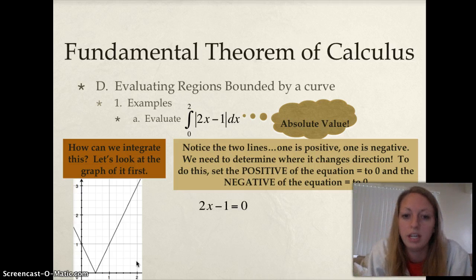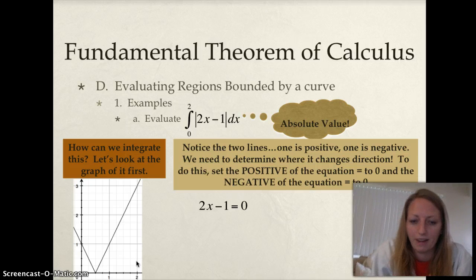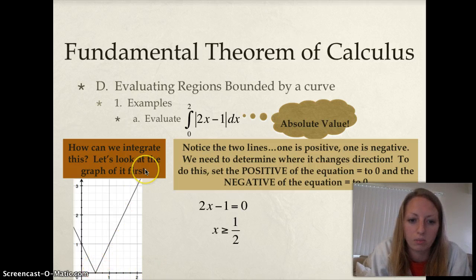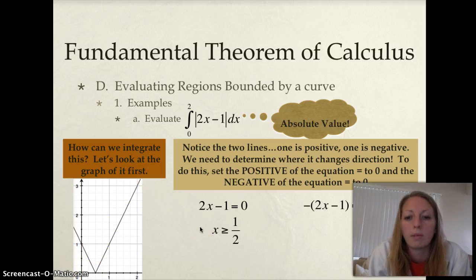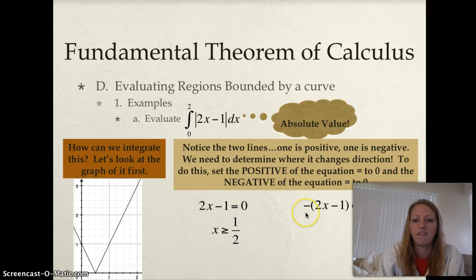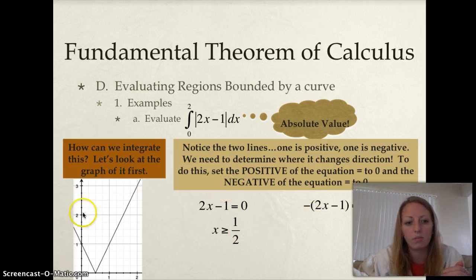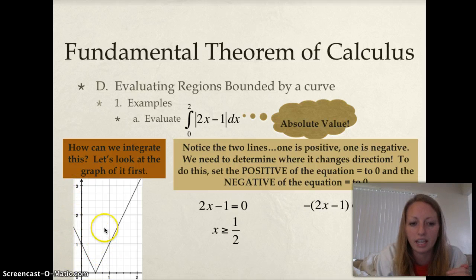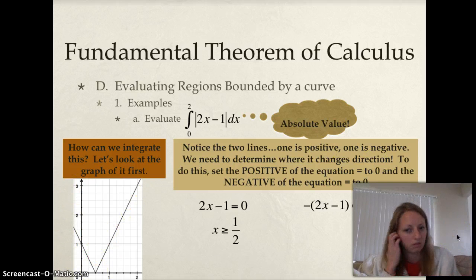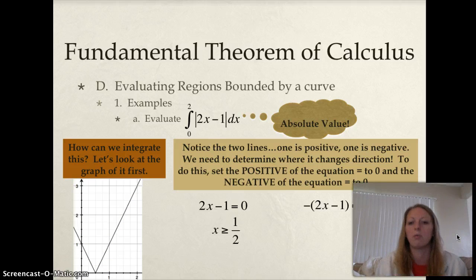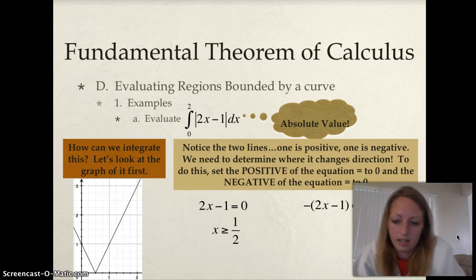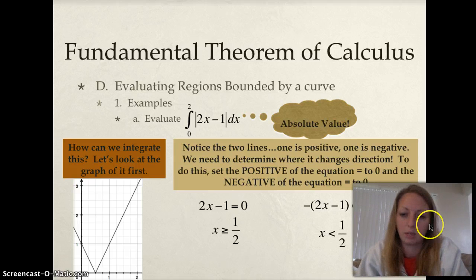So 2x minus 1 equals 0. We would add 1, divide by 2. We get x is greater than or equal to 1/2. So at x greater than or equal to 1/2, as you can see in the graph, it goes positive. It's a positive line from there on out. Notice I have this negative out front, so I'm negating the whole thing, because this line is just the negative of this line because it's absolute value. So we set it equal to 0 still, but instead it's the negative of the equation, and we get the same number. This is equal to 0 when x is 1/2.